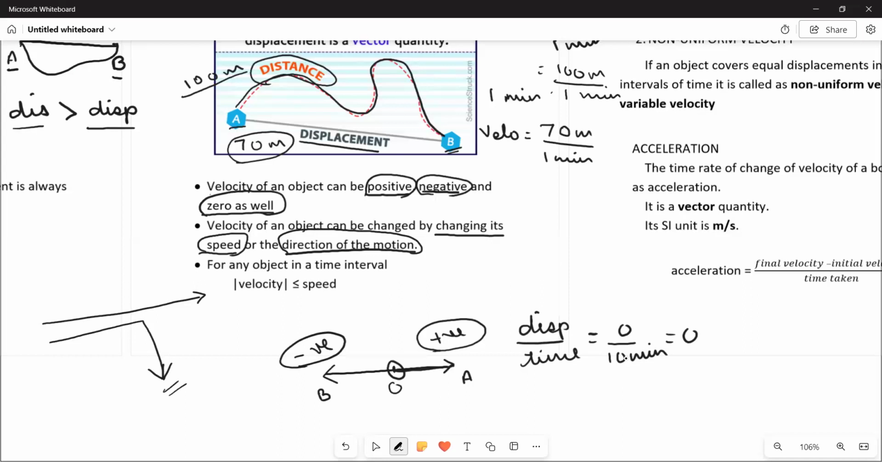Now, moving on to the next point, for any object in a time interval, the modulus of velocity, meaning the magnitude of the velocity, is always less than or equal to the speed. Velocity will always be less than our speed. It can be equal or it can be less than. Velocity will always be less than or equal to our speed.